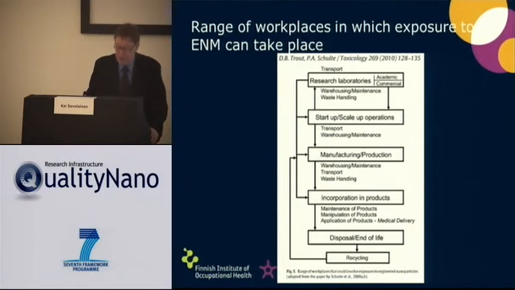Here, the types of workplaces which have been identified include research labs. Of course, scientists are in the first line, becoming exposed. They are also workers. We have start-up, scale-up operations where exposures can take place. Manufacturing and production in small scale or large scale, incorporation into products, then disposal and end of life, and recycling. In these types of occupations and workplaces, one may become exposed in the occupational environment to these materials.